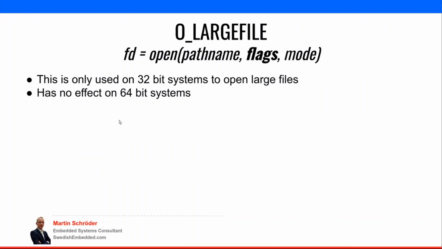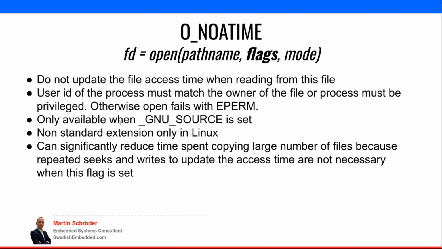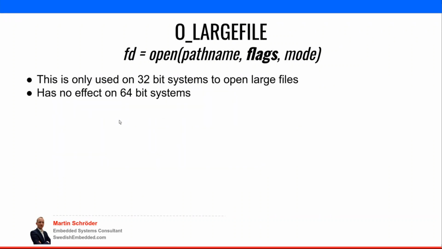The large file option is only used on 32-bit systems. It has no effect on 64-bit systems, so we don't really need to worry about it. This flag can be useful if you're using a 32-bit system and you want to deal with large files. But on smaller embedded systems that are not 64-bit, you don't have files that are larger than a few gigabytes, so we don't need to use that option. But if you are curious about this option, you can check the manual pages on exactly how it works.